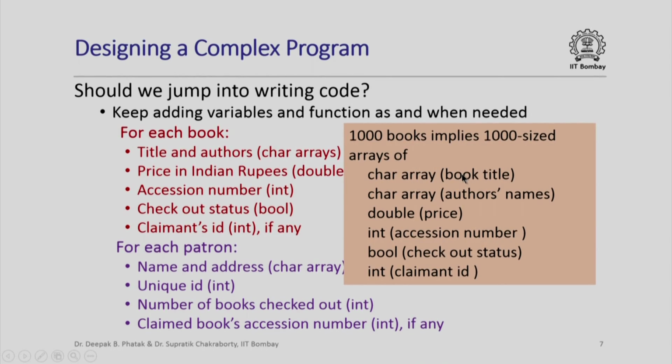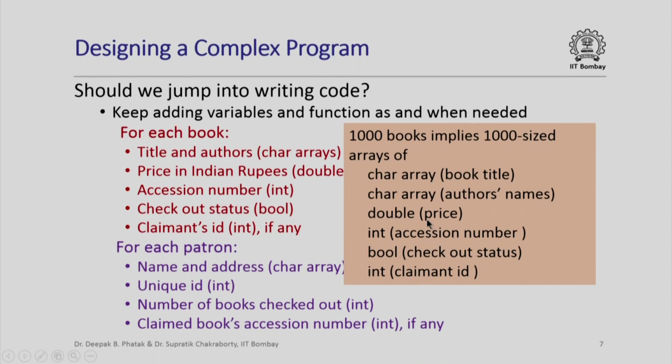Every element in this array will give me the title of a book, but since the title of a book is a string, every element in this array must be a character array in itself. Similarly, I could have a 1000 sized array storing the authors' names and every element in this array must give me the names of the authors of a particular book, and since the names of the authors are going to be strings, they need to be stored in a character array.